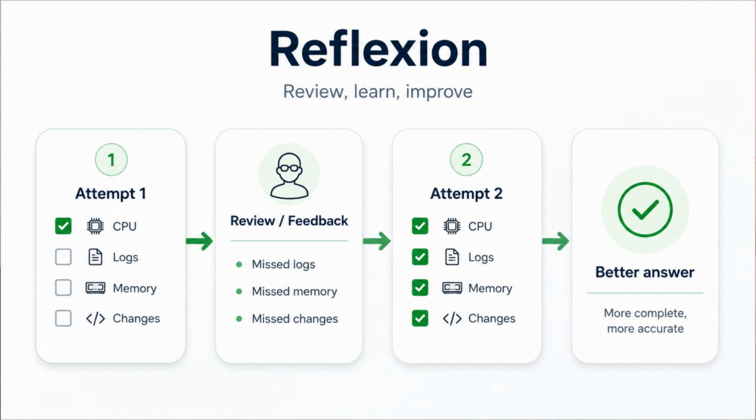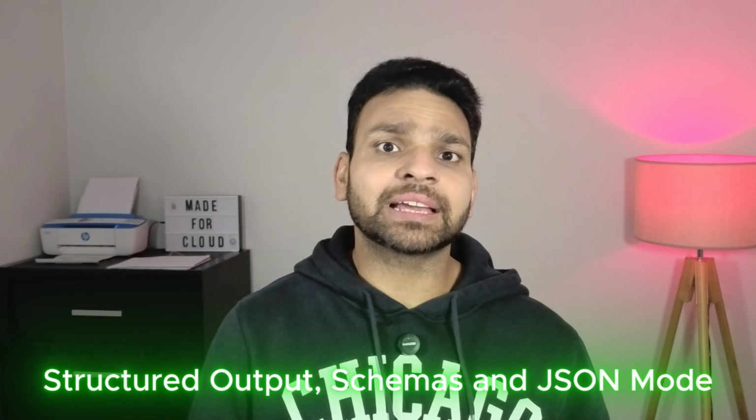Reflection follows a similar idea. The system looks at what's missing, updates the approach, and tries again with a better response. Now let's move into structured output, schemas, and JSON mode. This is a very practical topic because many AI applications do not only need text for humans, they need output that another system can read and use.